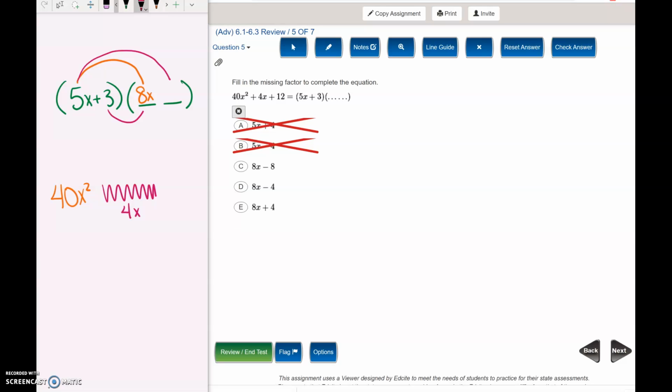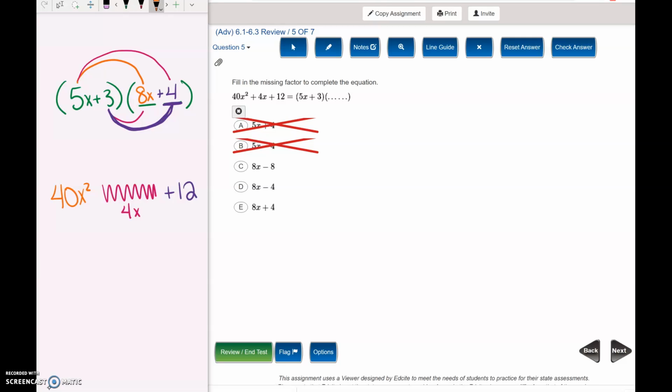Then the 3 times this number has to give me plus 12. Look at our answer choices. 3 times something has to give us positive 12. Negative 8, that'd be negative 24. Negative 4, that'd be negative 12. Positive 4, that would be positive 12. So this needs to be a positive 4 because then 3 times that 4 gives us the positive 12.